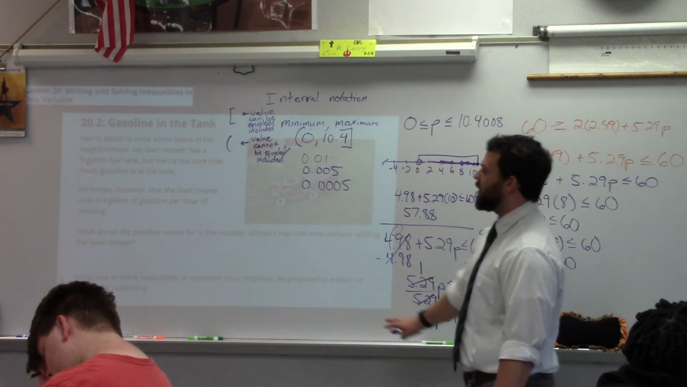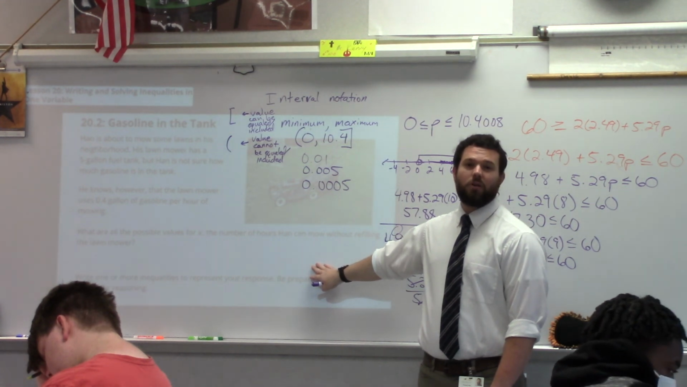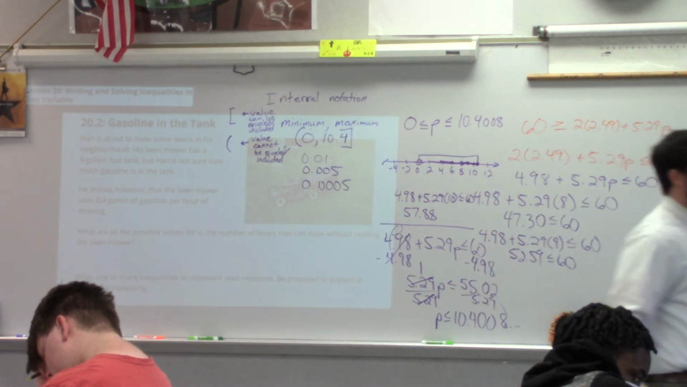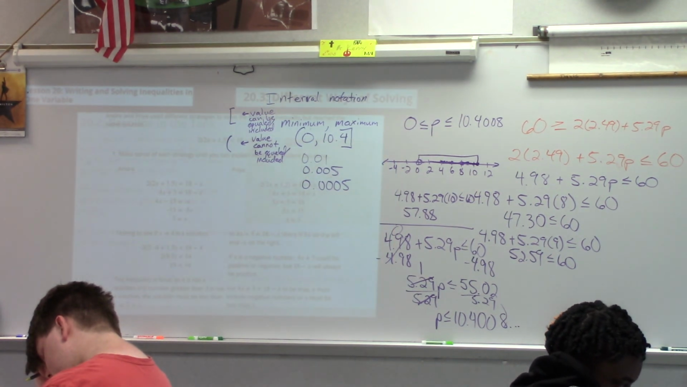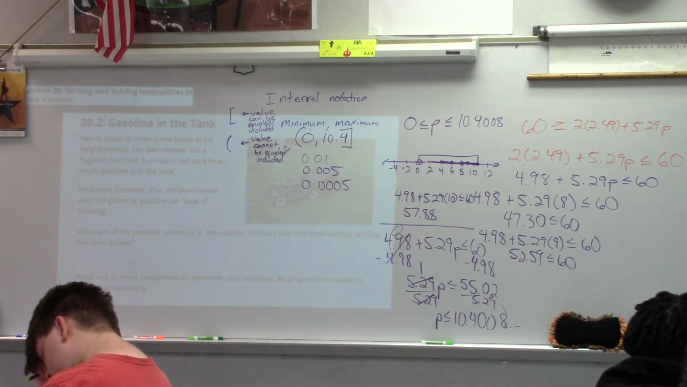Notice you don't necessarily have to use an inequality here. Figure out how much he could mow, and then write an inequality here. If you want to go ahead and start with the inequality, you totally can. Once you finish that, that's 20.3. We'll get to that in a second. But work on 20.2 first. Let's get to work.